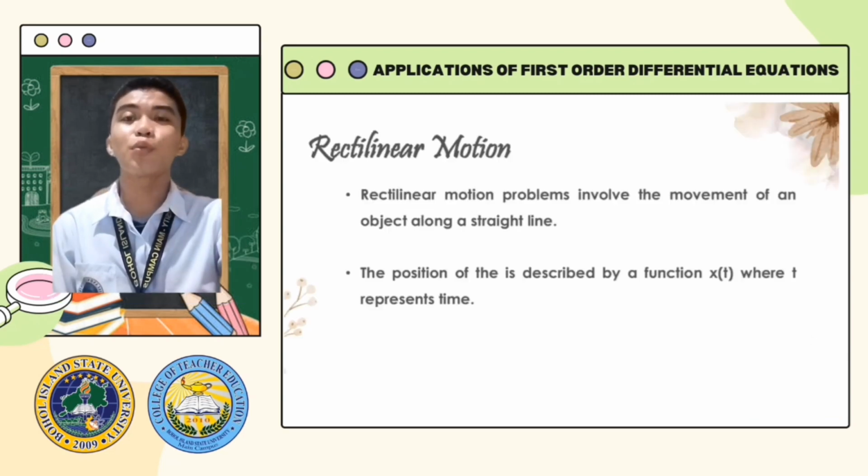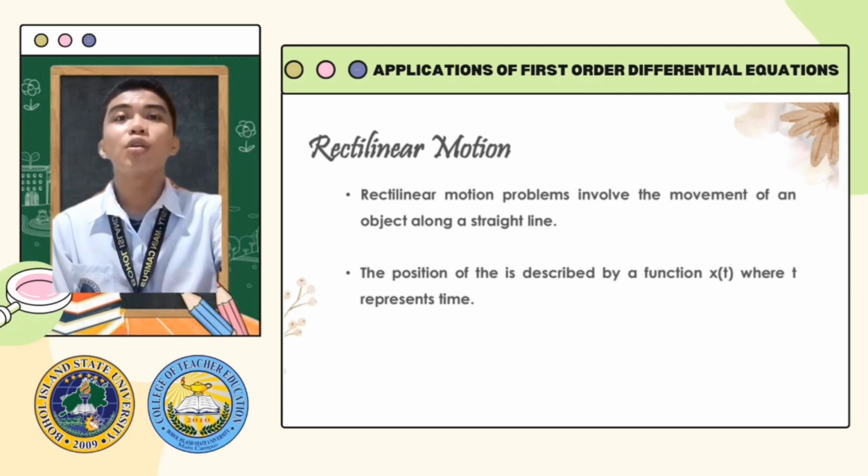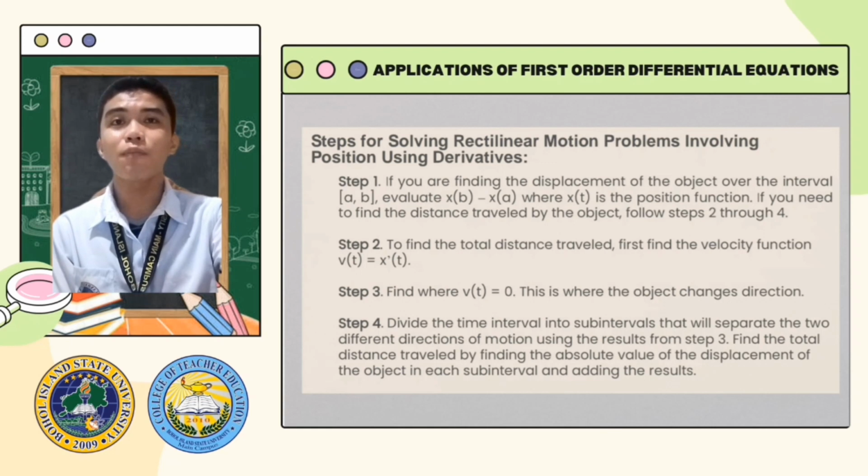So now, let us proceed to the second application of first order differential equations, which is rectilinear motion. When we say rectilinear motion, problems involve the movement of an object along a straight line. The position in rectilinear motion is described by a function x of t, where t represents time. So I have here 4 steps for solving rectilinear motion problems involving position using derivatives.